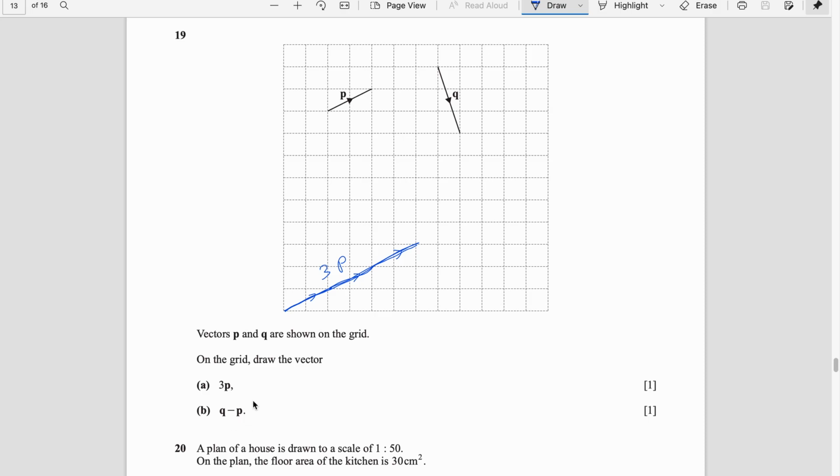Then you draw q minus p. Q is already there. I'll use this q. This is p. If p goes to that side, this side is minus p. So q minus p, your resultant is this. So this in red is q minus p.